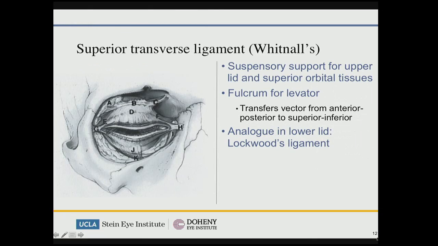The superior transverse ligament, or Whitnall's ligament, which is structure B in this picture here, provides suspensory support for the upper lid and the superior orbital tissues. It also acts as a fulcrum for the levator because it transfers the vector from an anterior-posterior direction to a superior-inferior direction. And its analog in the lower lid is Lockwood's ligament.